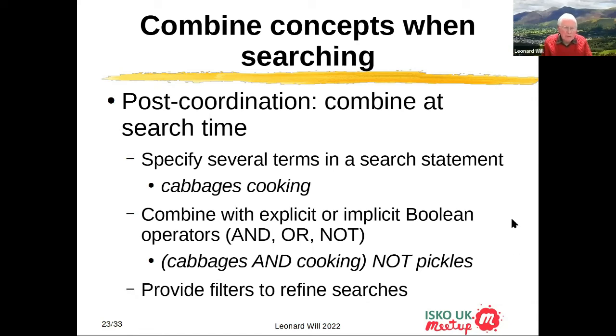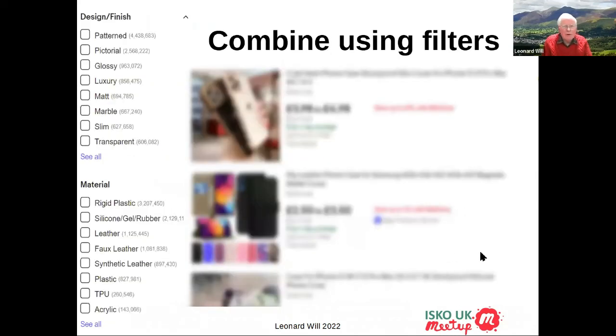This allows flexibility, but it doesn't give you any kind of linear order. When you're searching in this way, you can do it both on the search term and the initial search, or you can provide filters so that after you have an initial search, you can then do further combinations. I was searching for a new case for my mobile phone.